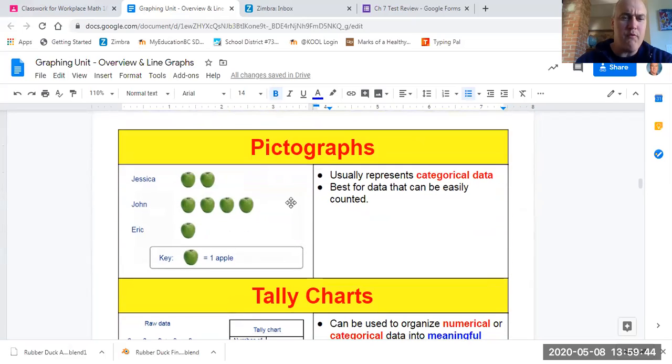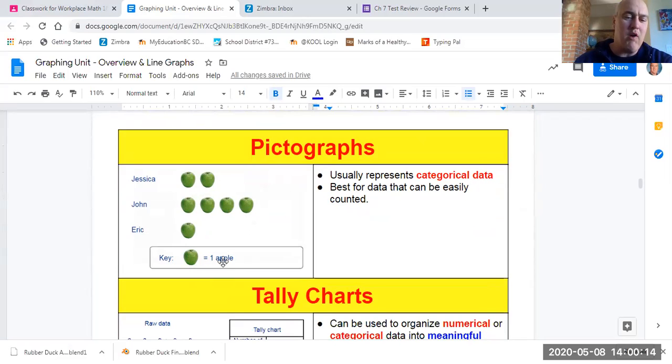So then we also have pictographs. Pictographs, as the name would suggest, provide pictures of things. So it's a really nice way to present information. But generally speaking, this data is usually going to represent things that are easily counted. So in this case, we can easily count how many apples each of these people have, and we can distinguish them by saying, in this case, that each picture of an apple represents 1 apple.